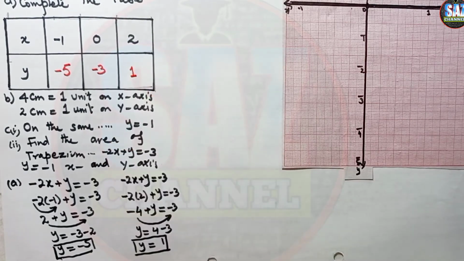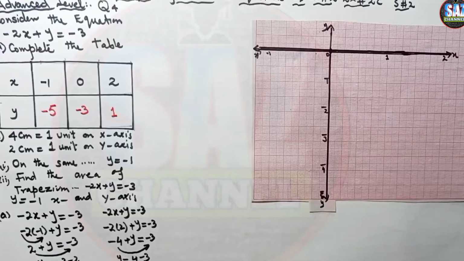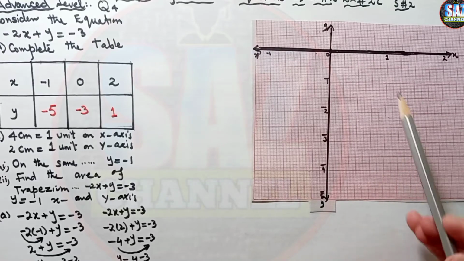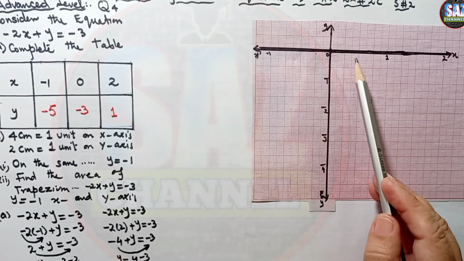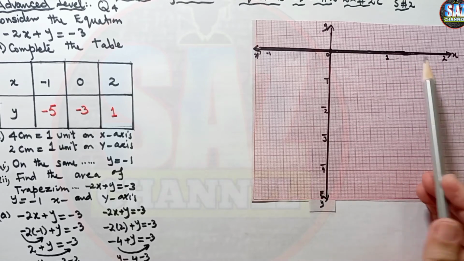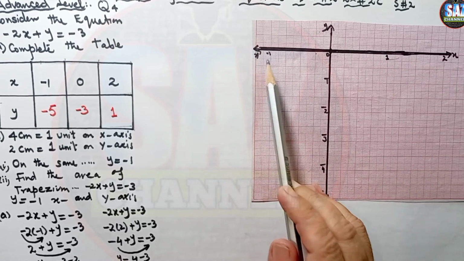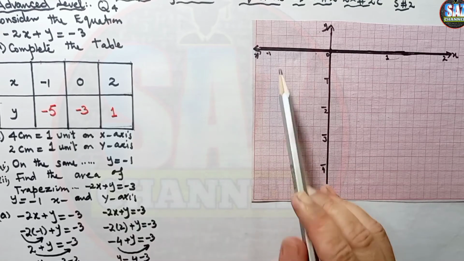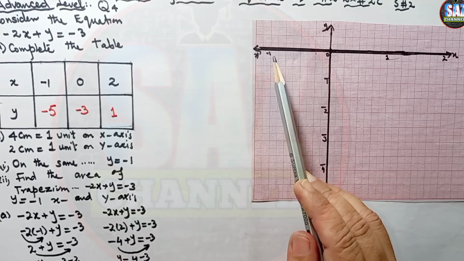Task 1 is complete, that we have completed the table, and the second task says that we have to draw the graph, where 4 centimeter equals 1 unit. After leaving 1, 2, 3, 4 blocks, we have to mark the values of x 1 and 2, and on the negative side we need only one point, so I have marked the point over here.